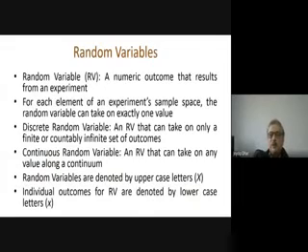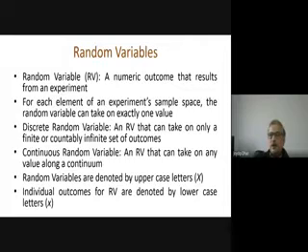Now I'm coming to the main emphasis of today's lecture, which is probability distribution, both continuous and discrete. First we have to understand what a random variable is. A random variable is a numeric outcome that results from an experiment. For each element of the experiment's sample space, the random variable can take exactly one value.